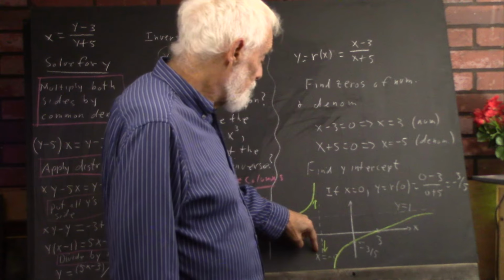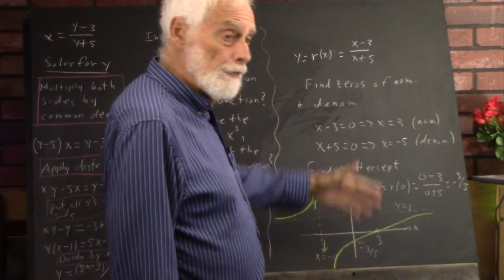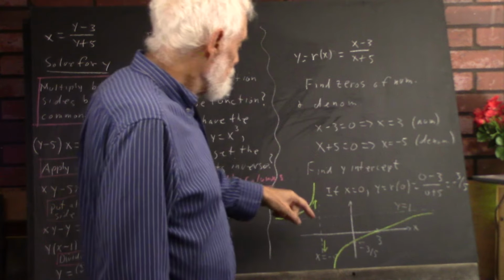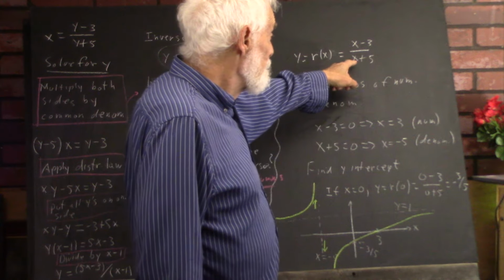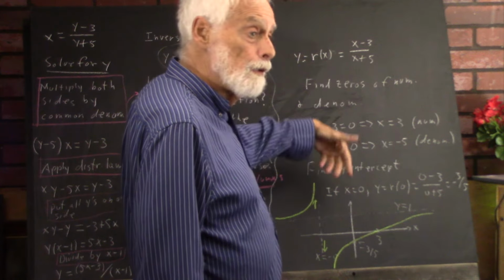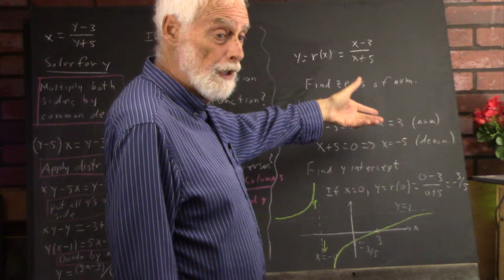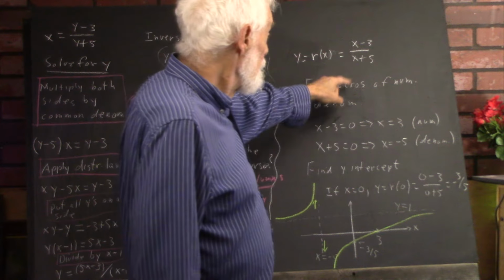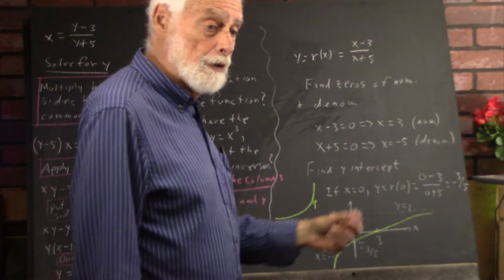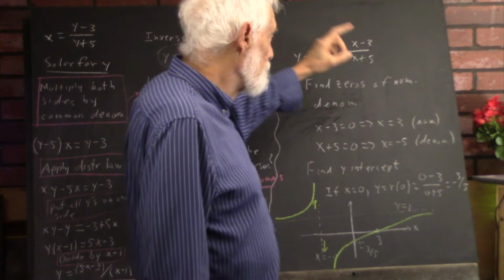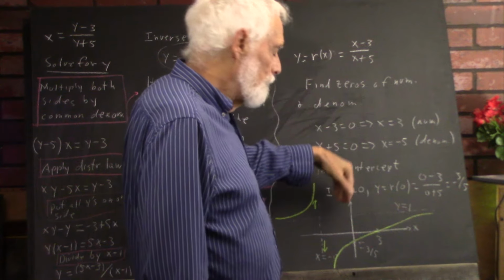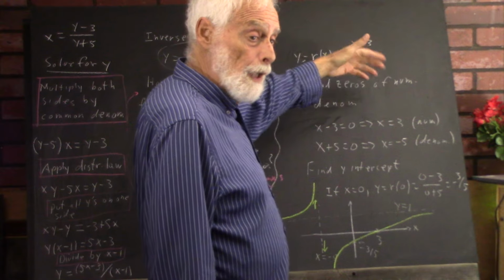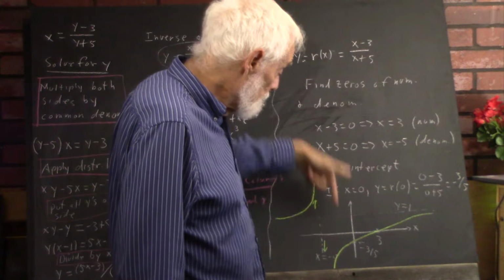To the right of x equals negative 5, x plus 5 is positive. To the left of negative 5, x plus 5 is negative. So if you divide by a tiny number to the right of negative 5, a little more than negative 5, like maybe negative 4.999, you're going to get a tiny number that's positive that divides into negative 8. You're going to get a big negative result, so your graph is going to be way down there.